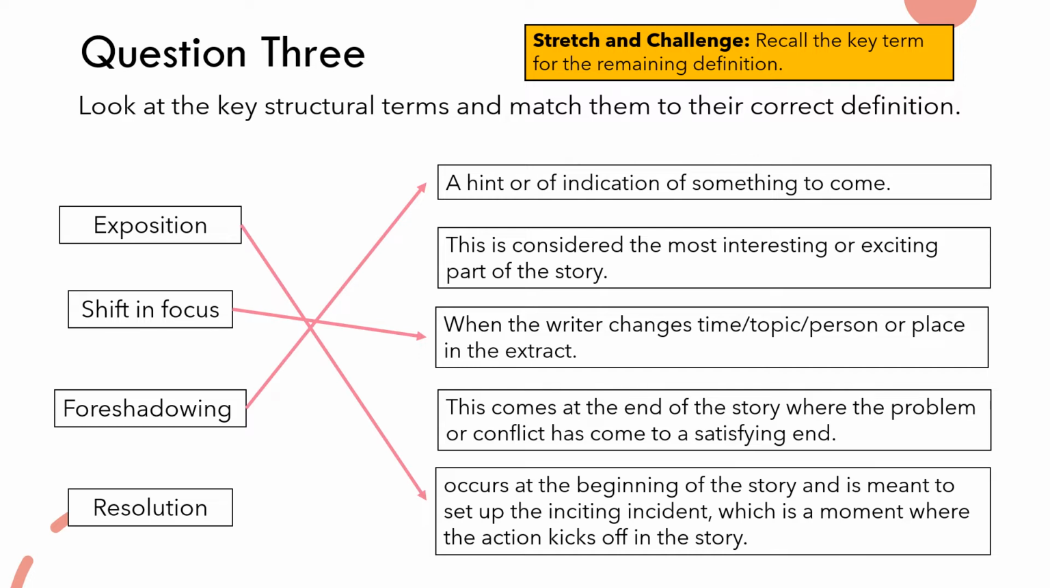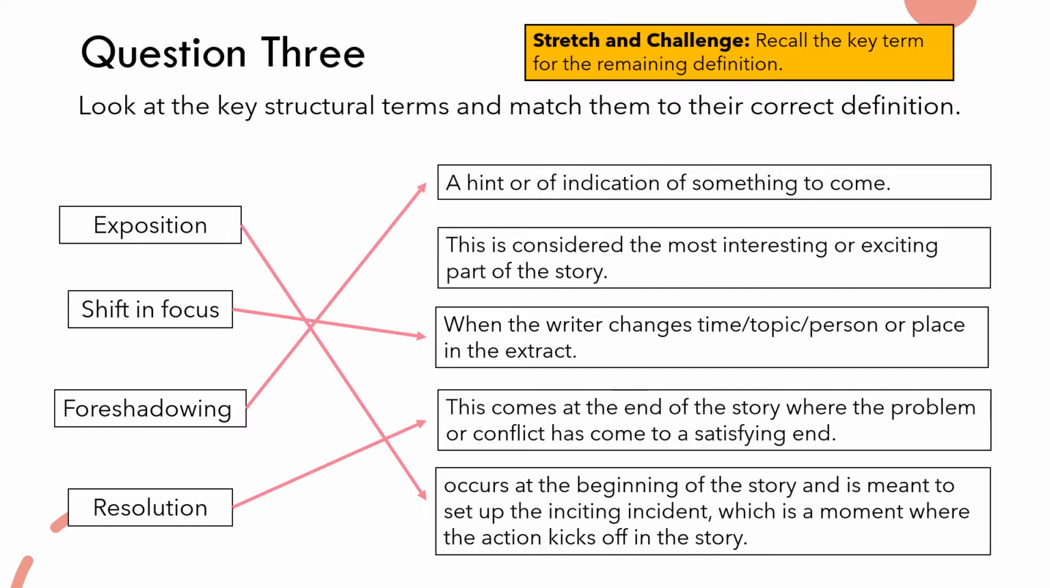And the final one, resolution. So similarly to things like the exposition and the shift in focus, there's going to be either a resolution or there's going to be a cliffhanger. So 50% of the time you might get a resolution, the other 50%, you're probably going to get a cliffhanger. Okay, so resolution, this comes at the end of a story where the problem or conflict has come to a satisfying end.